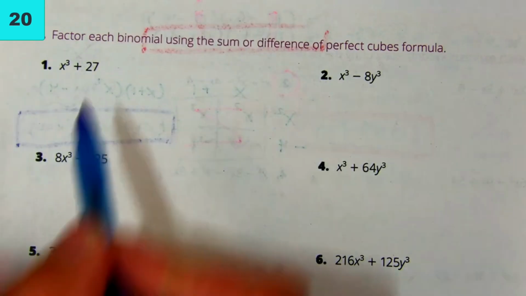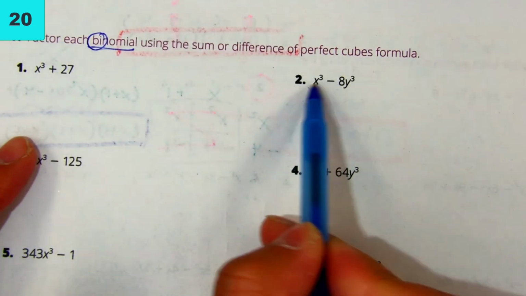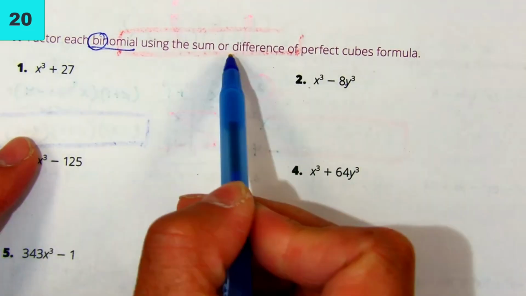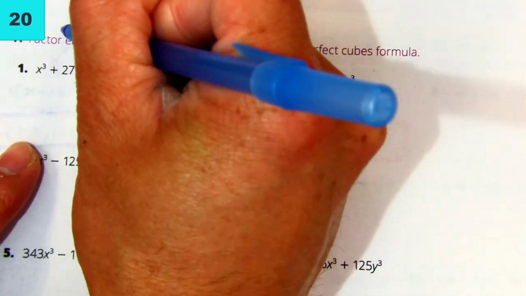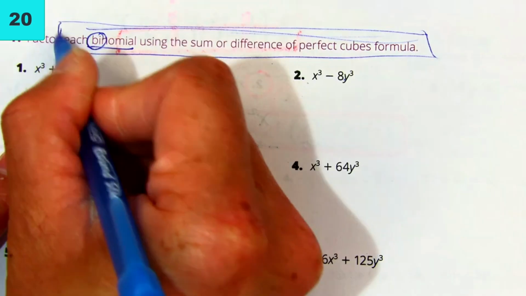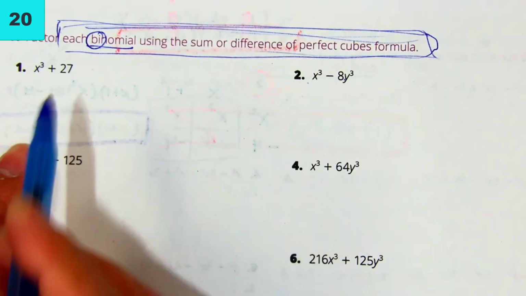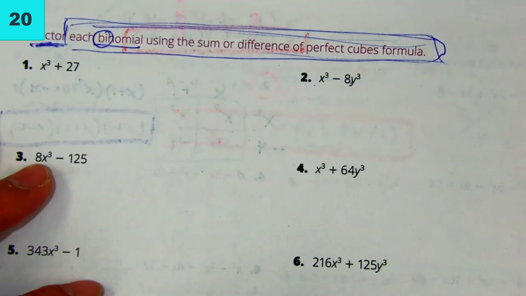Factor each binomial. A binomial means 2 terms. Using the sum and difference of perfect cubes formula. Now, you guys know that in this box right here, I'm not going to tell you that extra tip or clue. So all I'm going to tell you is to factor. So how do you know the difference of factoring?